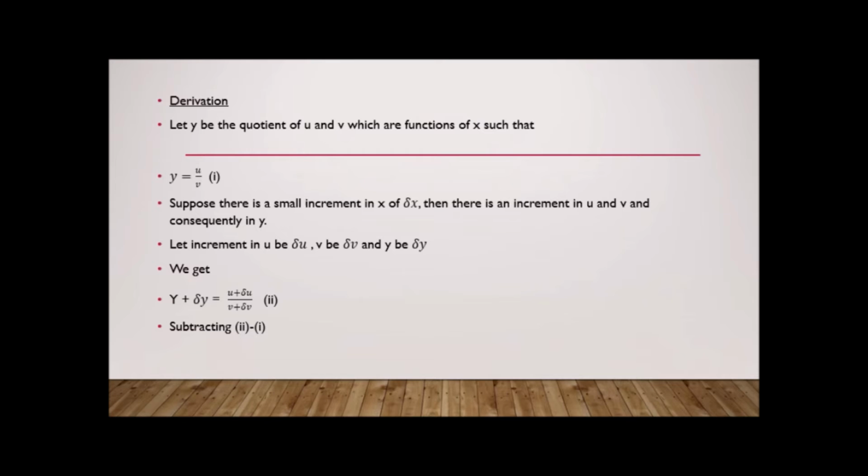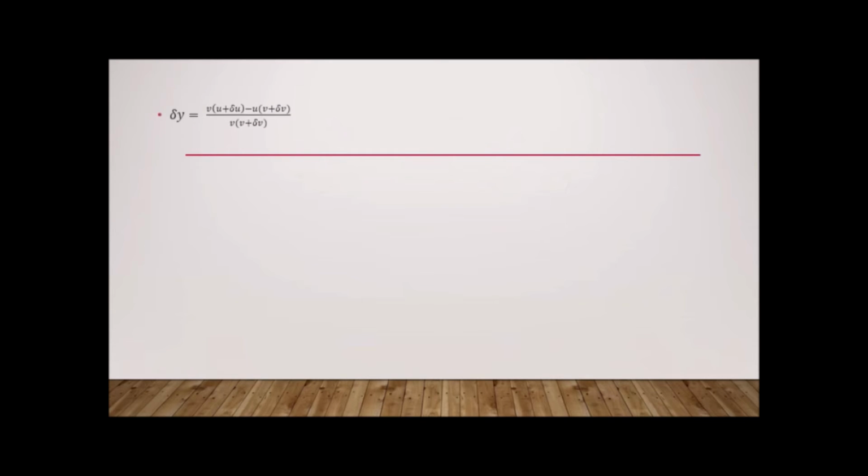Now when we subtract equation 1 from equation 2, we obtain the given equation. That is basic math. Now simplifying, we get that. Further simplification, we open the brackets: vu plus v δu minus uv minus u δv, over the denominator, which remains the same. Now we simplify and we get (v δu minus u δv) over v squared plus v δv.